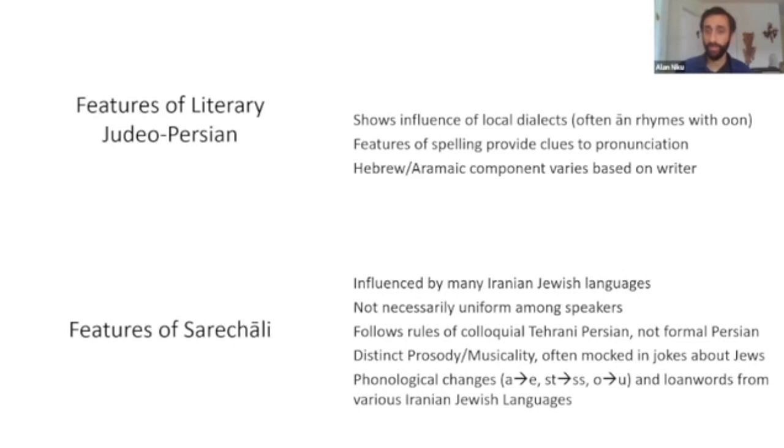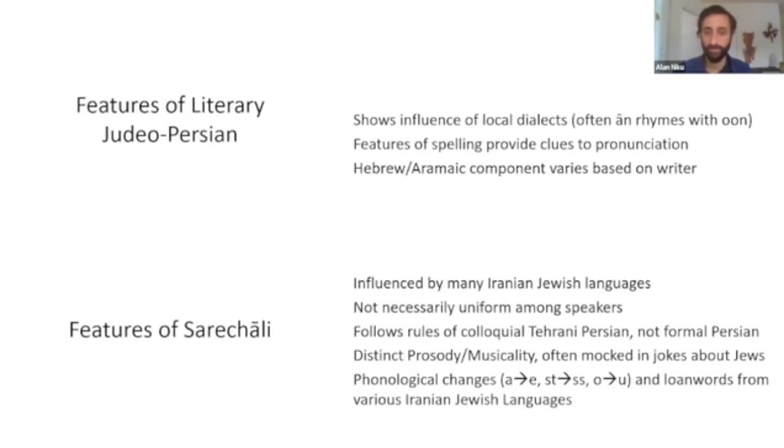The Hebrew and Aramaic component also varies based on the writer. So there are some writers of Judeo-Persian epic poems who are very well-versed in classical Persian poetry, and they don't use that much Hebrew or Aramaic. They use basically classical Persian. And then there are other writers who are either more religious or less educated in Persian poetry or more educated in rabbinical Judaism, or even the city they're from, who knows? And sometimes they have way more Hebrew in their poetry. So it's still Persian poetry. It's still largely classical Persian, but it will have much more Hebrew in it. So that just really depends on the writer.